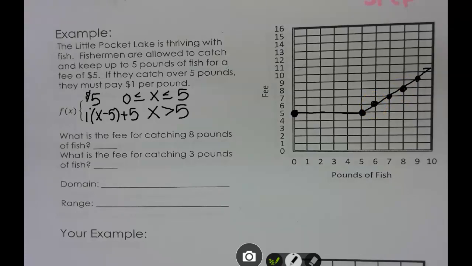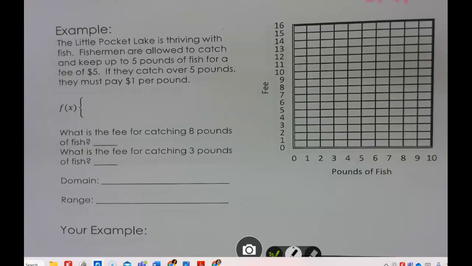It says, what is the fee for catching 8 pounds? So 8 minus 5 is 3. 3 plus 5 is $8. What is the fee for catching 3 pounds? Well, again, 3 is less than 5. Anything less than 5 is 5.